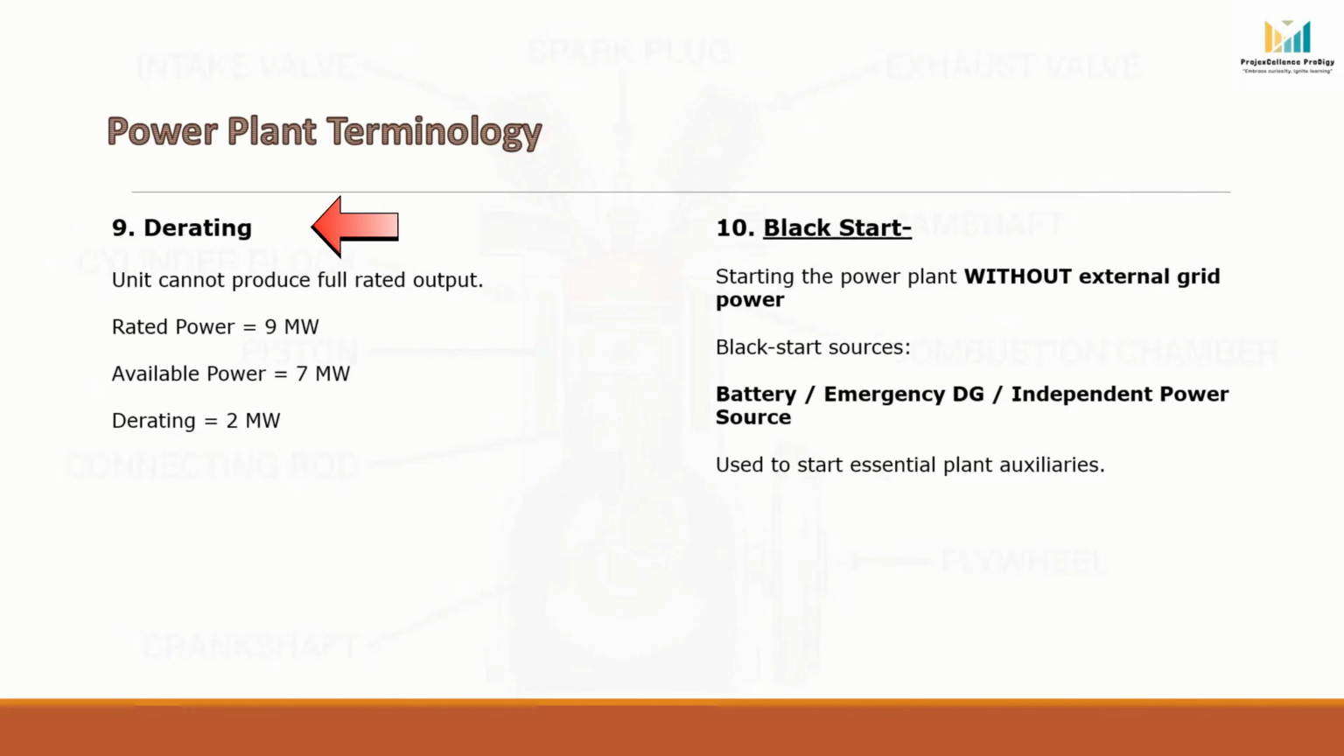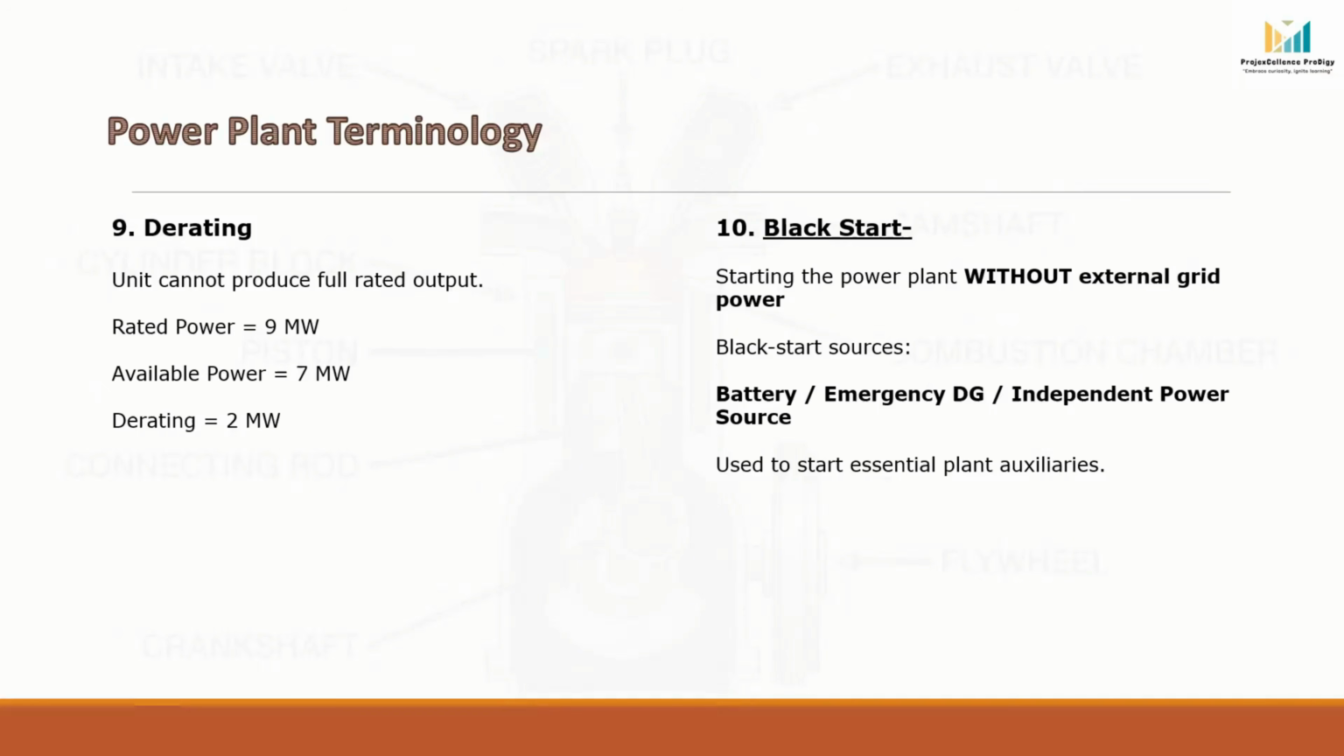Derating. Derating means intentionally or automatically reducing the maximum power output of a genset below its normal rated capacity because of an equipment limitation, operating condition or environmental condition. In simple words, the engine can still run, but it cannot safely produce its full rated power. For example, in our power plant, one of the gensets can take a maximum load of 7 megawatt. So that engine is derated by 2 megawatt, from 9 megawatt to 7 megawatt.